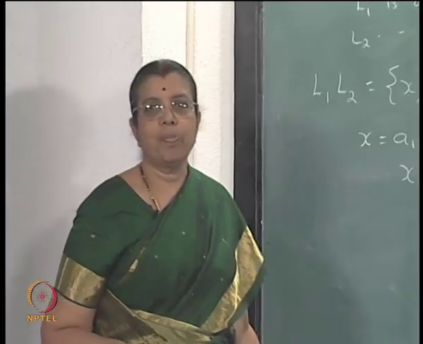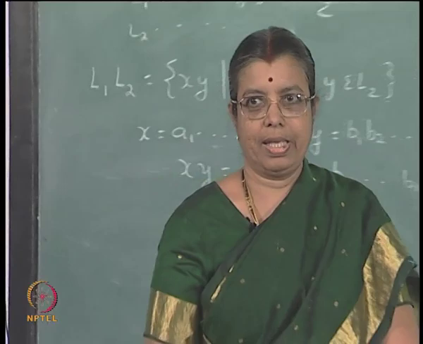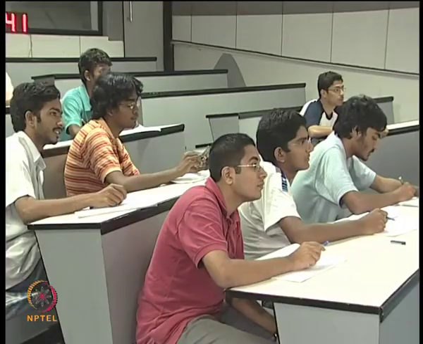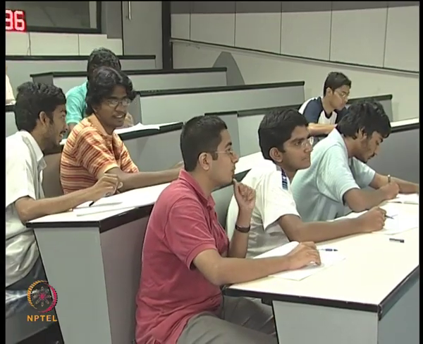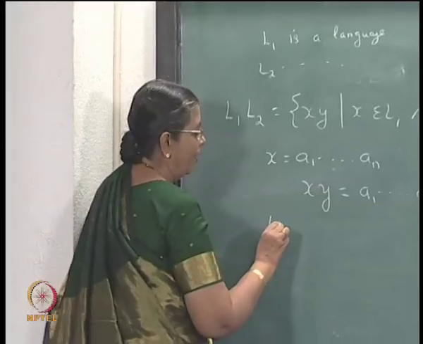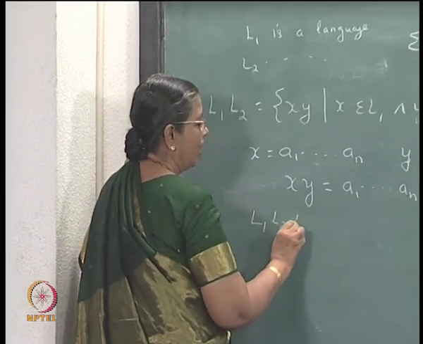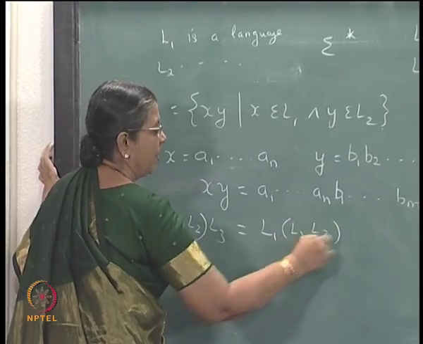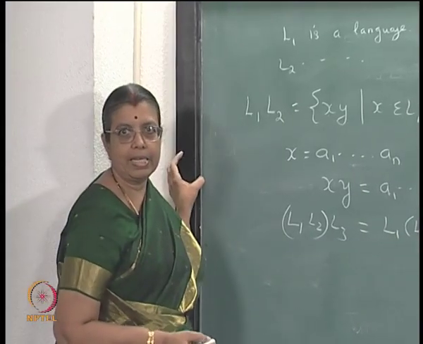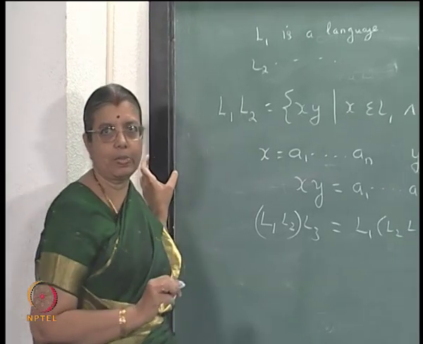What can you say about the operator concatenation? Is it commutative? No, it cannot be commutative. Xy cannot be equal to Yx. Is it associative? Concatenation is associative, right. So, without any difficulty, L1 L2 L3 will be the same regardless of grouping. Concatenation is not commutative, but it is associative.